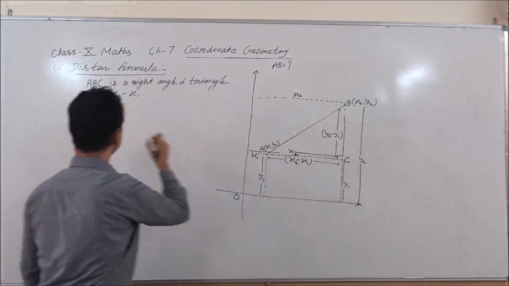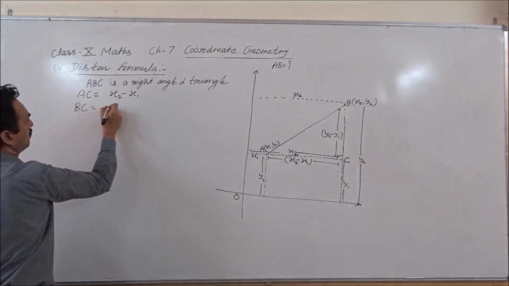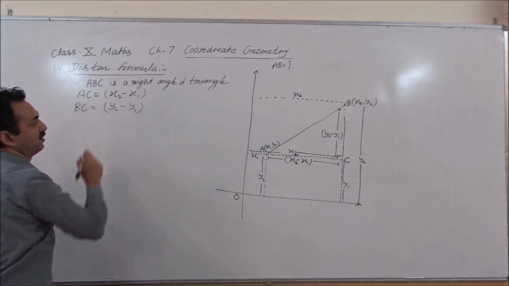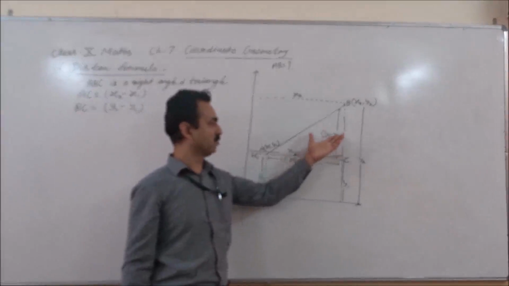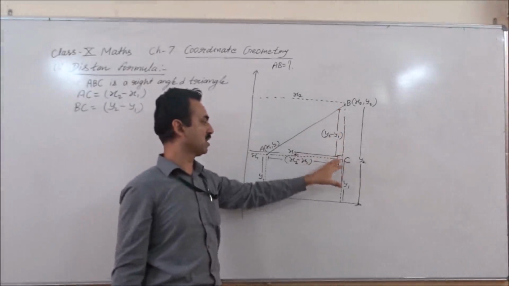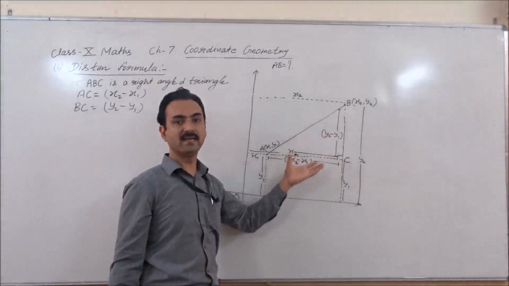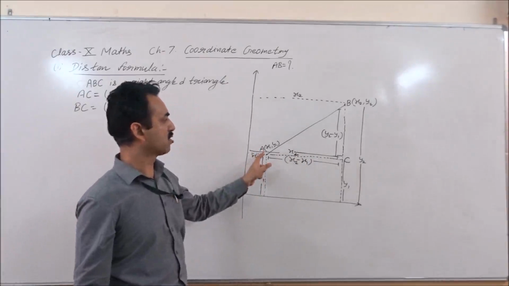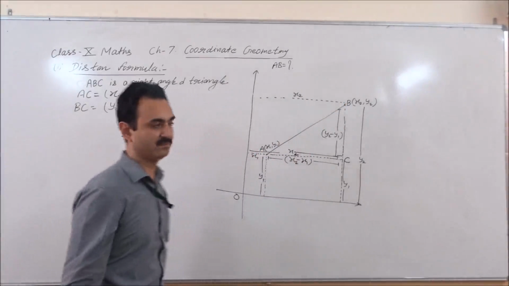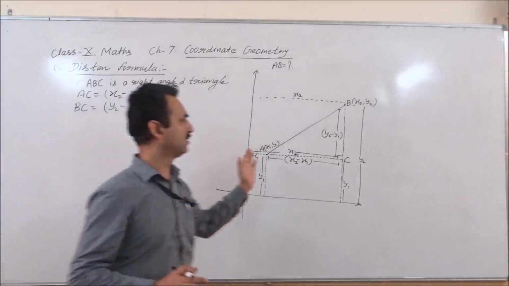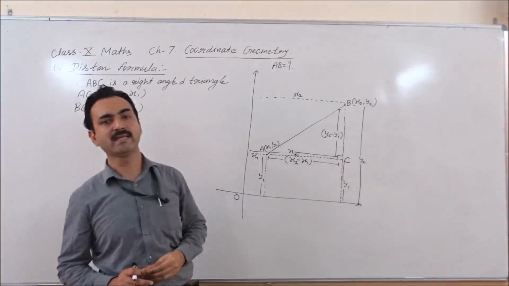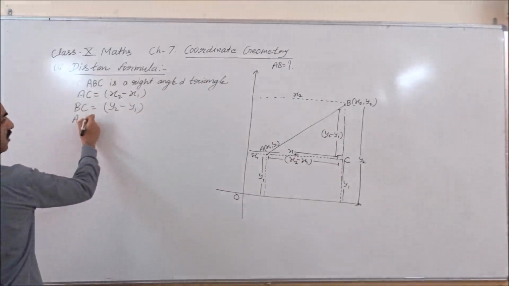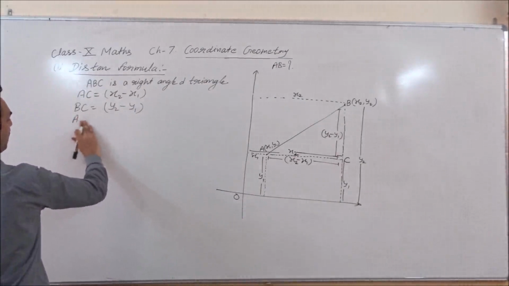So we write BC equals y2 minus y1. We write in brackets so it is clear. So I think you understand how to find the lengths BC and AC of this right angle triangle. Now I want to ask you what is the length of AB. Can you think how we can find length AB? Yes, very correct. We use the Pythagoras theorem. We will find AB.